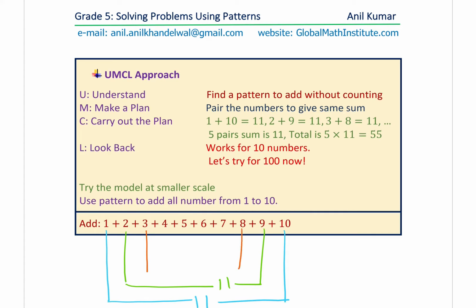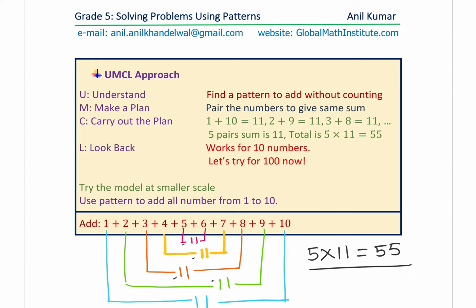3 and 8. What do I get? 11. And now, how about 4 and 7? Again 11, right? What is left are the numbers 5 and 6, and they also give us 11. Do you see? So how many 11s do we have? We have 1, 2, 3, 4, 5 elevens. That means 5 times 11 is 55. So the sum of these numbers is indeed equal to 55.